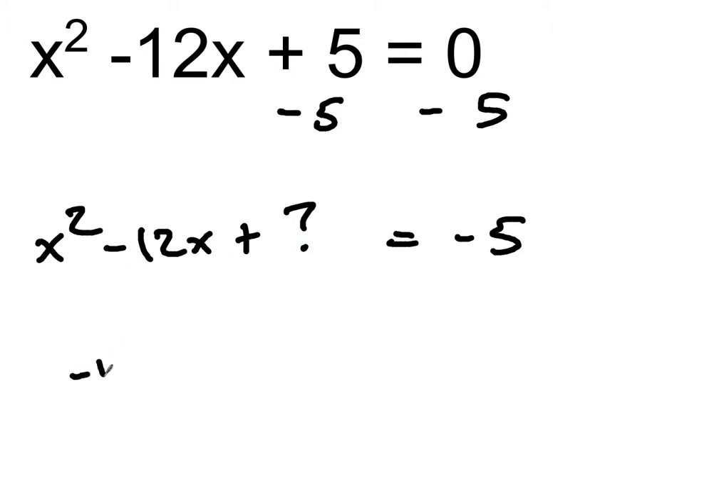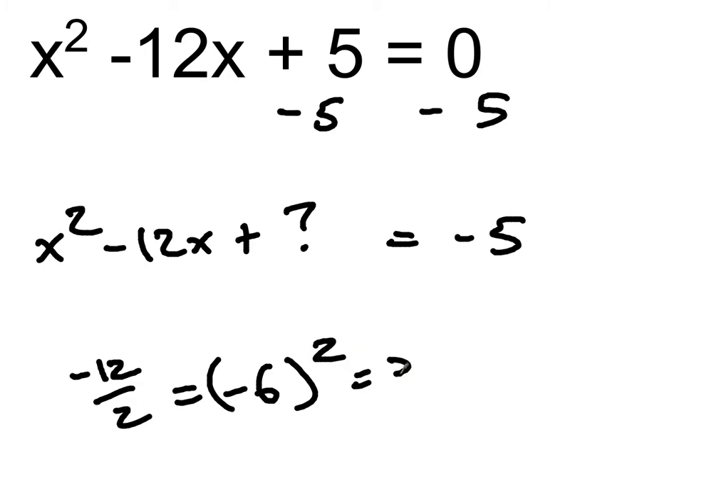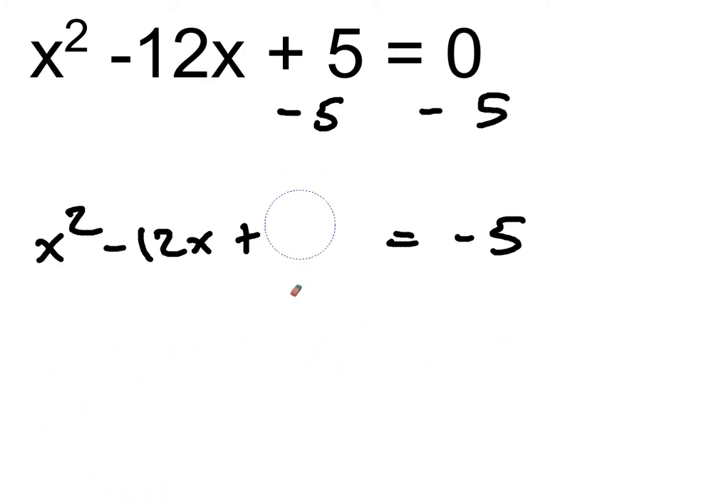So we take this b term, we divide it by 2, we get negative 6, and then we square it, and that gives us 36. So 36 is the number that we want to be right here. Let's erase that question mark, and let's add 36. But remember, this is an equation, so I can't just add 36 to one side. I have to add it to both sides in order for it to stay equal. So if x squared minus 12x is equal to negative 5, then if I add 36 to both sides, they're still equal.